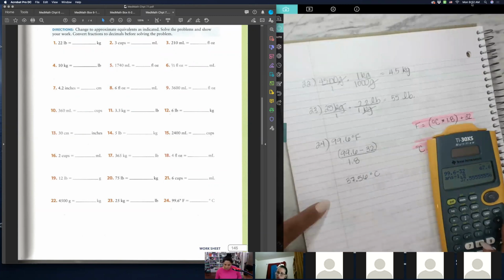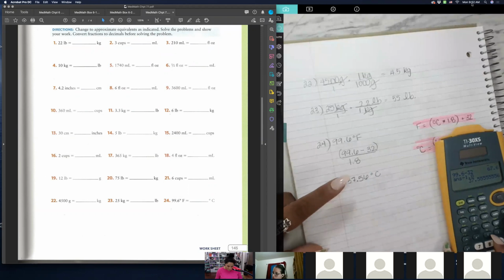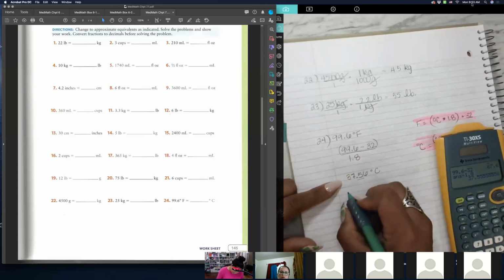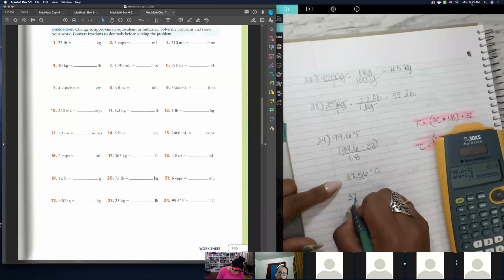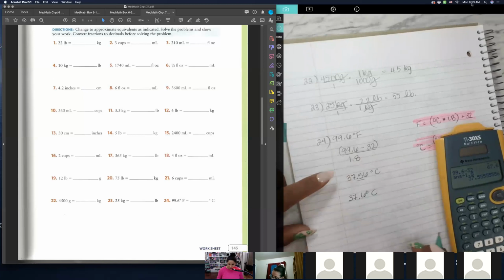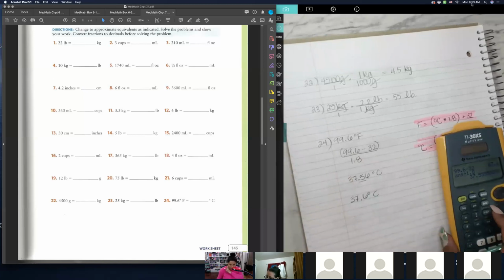Okay, so actually, before we move on, your book wants you to round to the nearest tenths place. So what is that as rounded to the nearest tenths place? That's going to be 37.6 degrees Celsius. So for all your temperature conversions, go ahead and get into the habit of rounding to the nearest tenths.